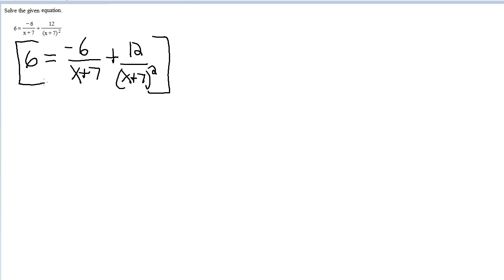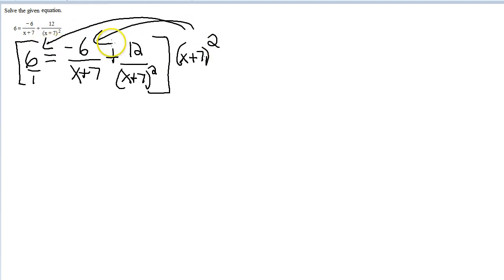Find the common denominator. This guy has a denominator of 1. Find the common denominator and multiply everything by it, the entire equation, both sides. The common denominator is x plus 7 quantity squared. And we distribute it times all parts of the equation. 6 times the x plus 7 quantity squared.